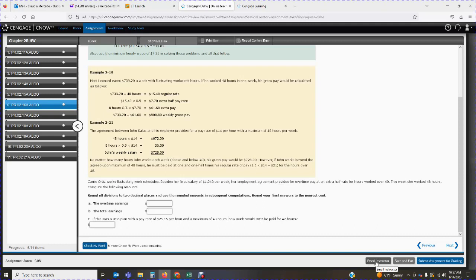You can save and exit your work. So let's say you're working on it and it's really late and you want to continue it tomorrow. You save and exit, and then tomorrow you can resume it. And once you're done with all of your problems, all of your homework, and you're ready to submit it, you can submit the assignment for grading.